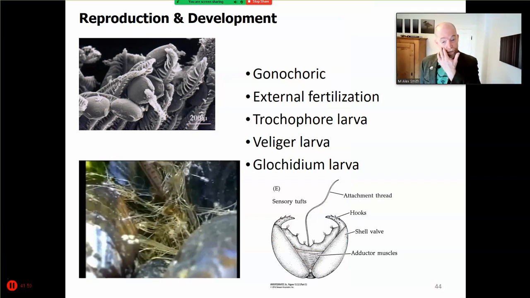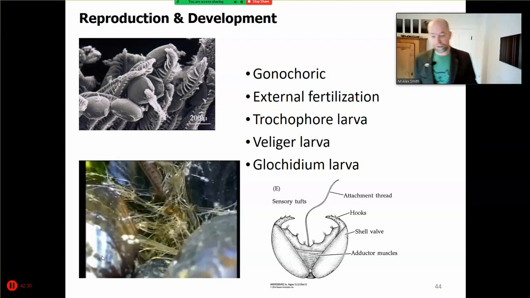So reproduction and development, this is something that you're actually familiar with, because everybody who's kind of emerged through 1070, and you can all say hello to Dr. Jacobs as they walk by in the background, where we talk to you, either the two of us together or just Dr. Jacobs talk to you about mussels in the first unit of 1070. And we talked about the fact that there's some amazing adaptations that different lineages have. So bivalves are gonochoric. There are males and females.